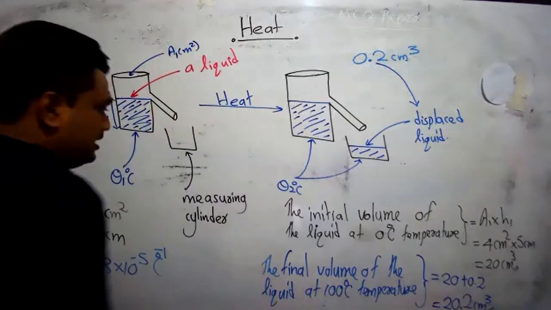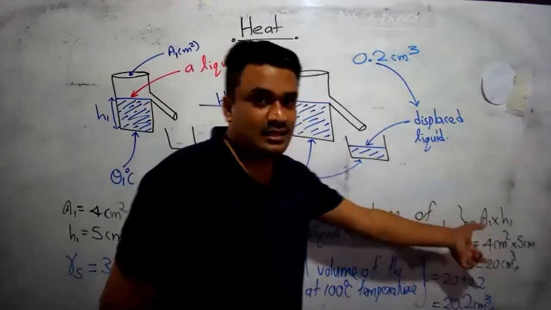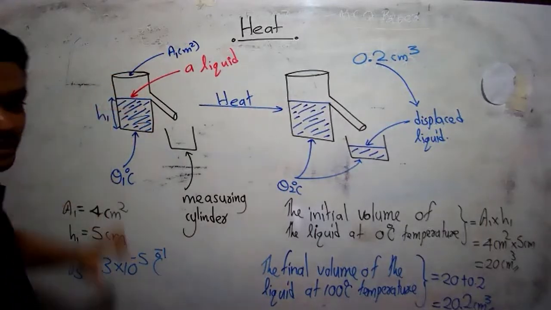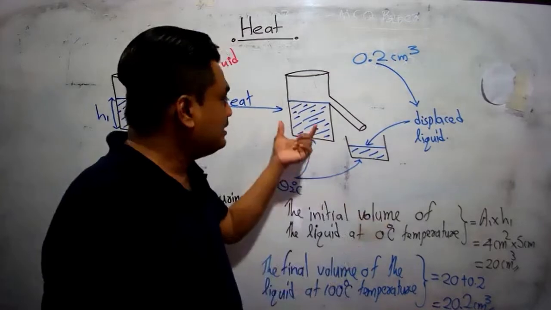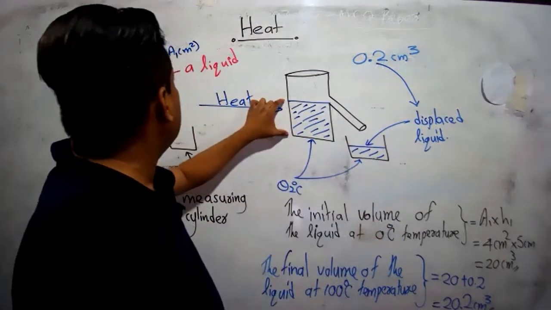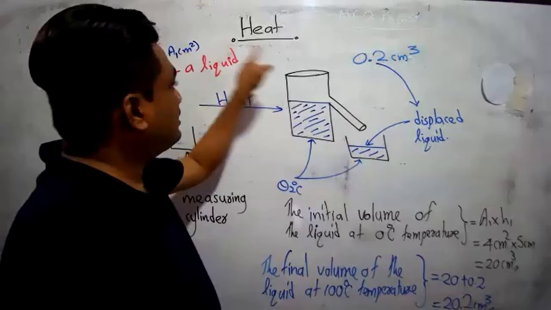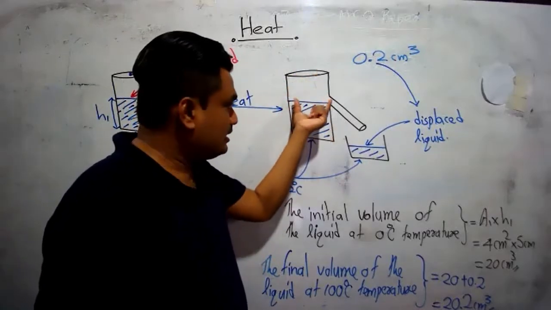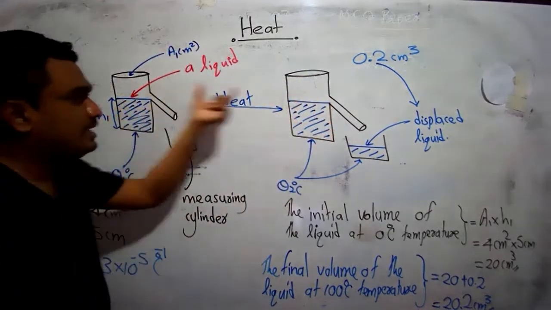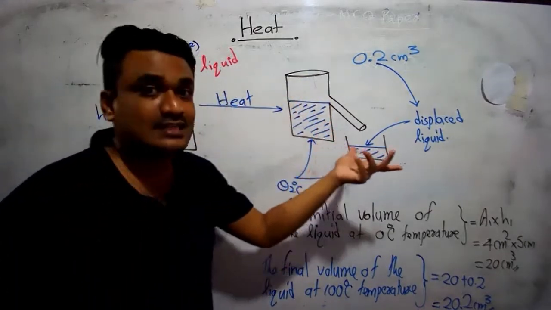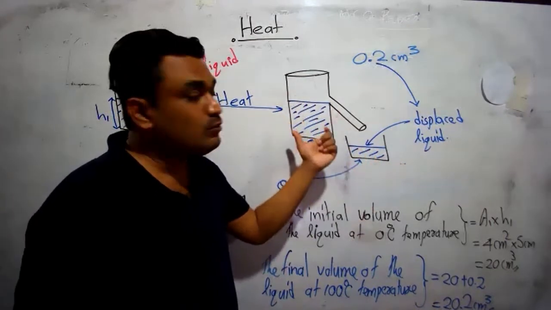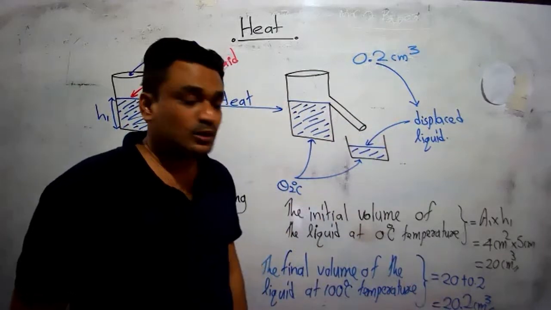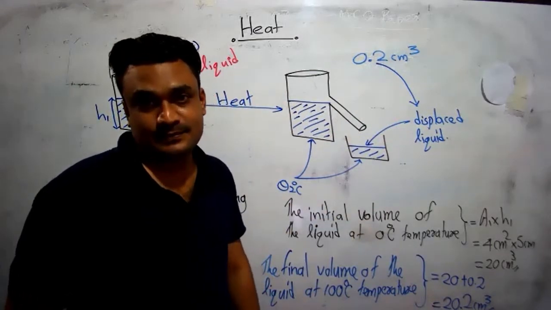Right. The initial volume of the liquid is the volume of this part. The volume of this part is cross-section area into height, that is 20. The final volume of the liquid: if the vessel is not expanded, this will be 5 centimeter, this will be 4 square centimeter. So this volume is again 20. That is equal to the initial volume of the liquid. They are not changed because the vessel is not expanded. That's how we think. Then the total volume will be the initial volume plus the expanded volume, that is 20 plus 0.2, 20.2 cubic centimeter. Right, please write.